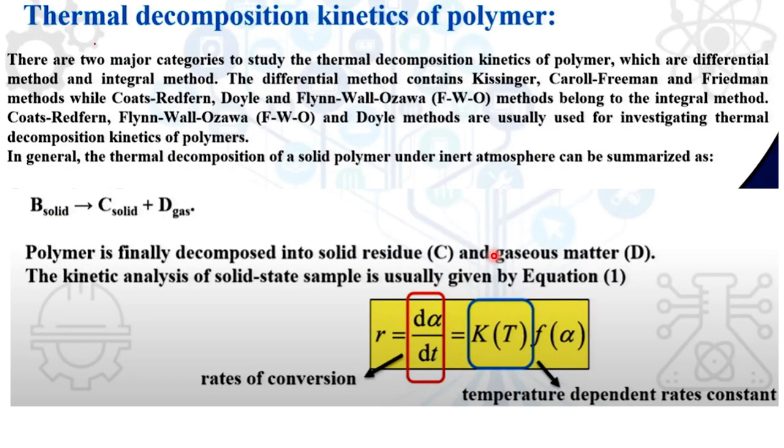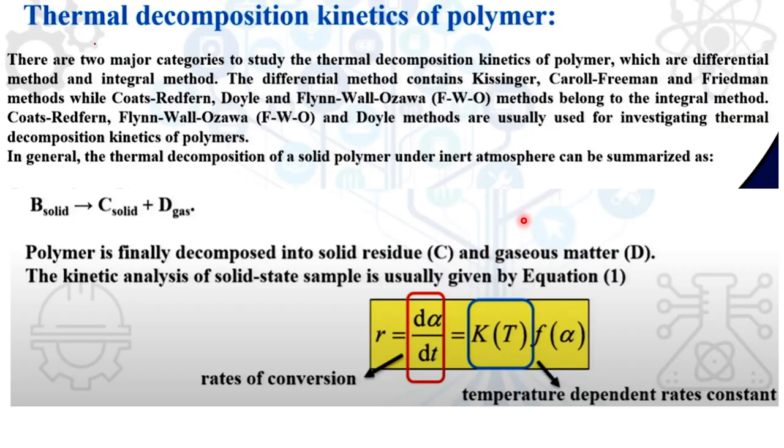Now, thermal decomposition kinetics of polymer. There are two major categories to study the thermal decomposition kinetics of polymer, which are the differential method and the integral method. The differential method contains the Kissinger, Carroll Freeman, and Friedman methods, while the Coats, Redfern, Doyle, and FWO methods belong to the integral method. So, in general, the thermal decomposition of a solid polymer under an inert atmosphere is summarized by B solid equal to C solid plus D gas.